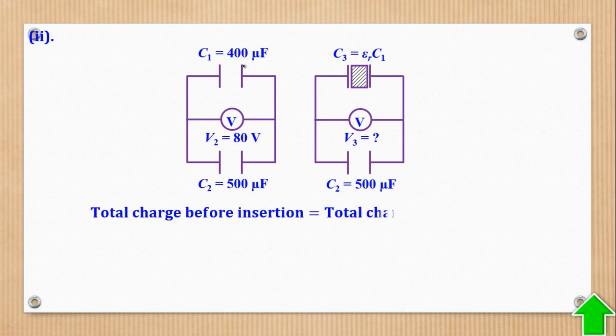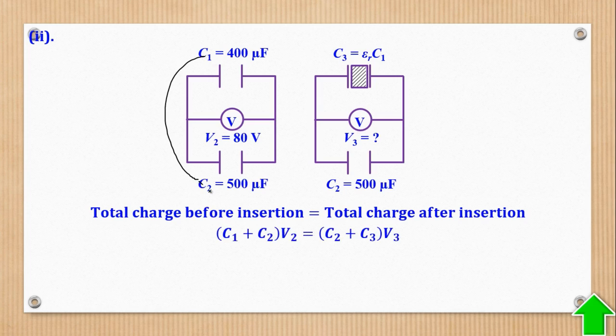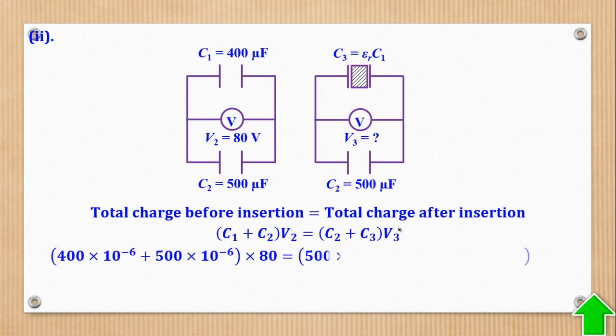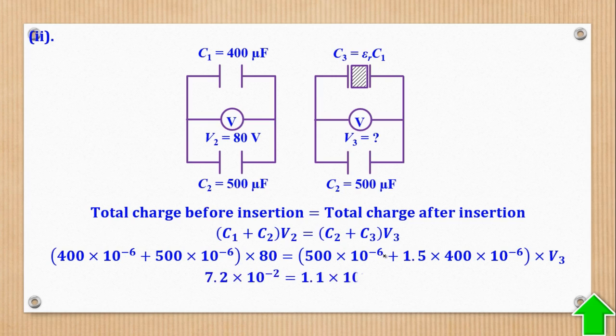So total charge before insertion is equal to total charge after insertion. So you come and substitute total capacitance before is this plus this, which is here, multiplied by V, PD. Then total charge after is this plus this, which is here, times the PD. So next is to substitute. Then I simplify, after which I'll make V3 the subject. And that's what they wanted.